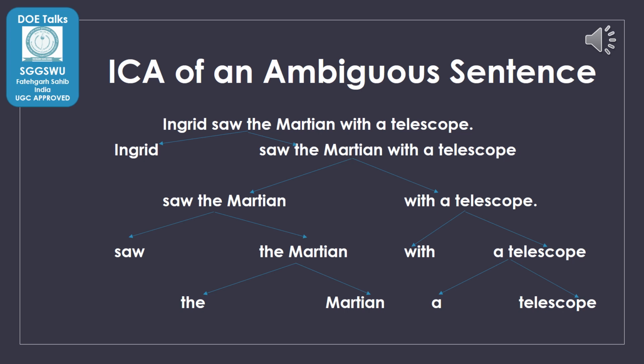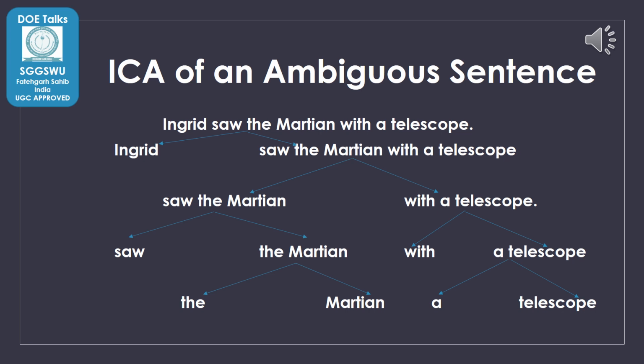So if we divide this sentence according to IC analysis, let us divide it. Ingrid, that is a noun phrase, saw the Martian with a telescope, if the Martian was carrying a telescope. If we take it that the Martian was carrying a telescope, then we will have Ingrid, saw the Martian with a telescope. Again we will divide the verb phrase into saw the Martian, which is again a verb phrase, and the second part will be the prepositional phrase with a telescope. The verb phrase will be divided into saw, verb head, and the Martian, noun phrase. The noun phrase the Martian will again be divided into determiner and noun.